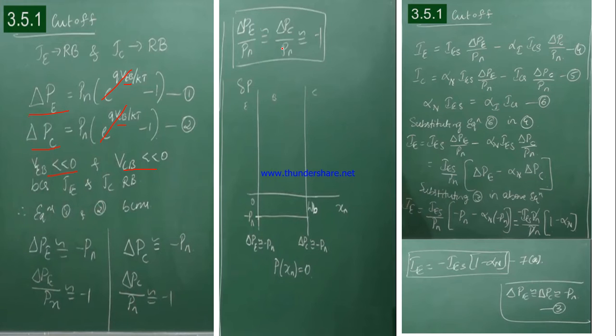So delta PE by Pn, delta PC by Pn, which is almost equal to -1. So this one is the hole concentration that we are studying in the cutoff region. Now if we draw the graph with respect to hole concentration, delta P is nothing but the excess hole concentration. So how will it be based on this equation?